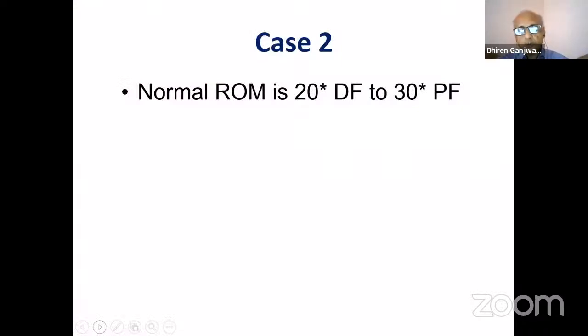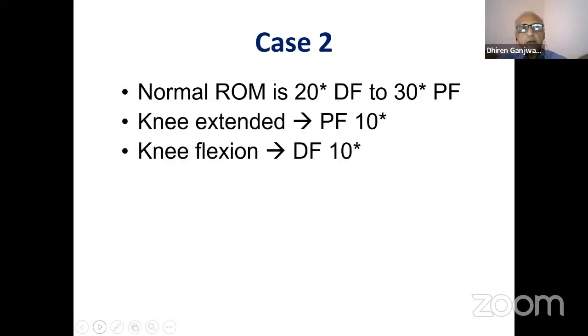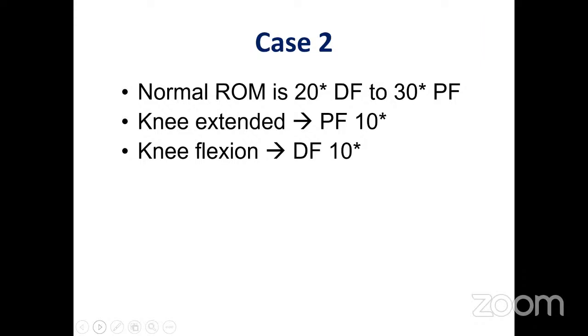Coming to case 2, the normal range of motion we consider as 30 degrees plantar flexion to 20 degrees dorsiflexion. That's a 50 degree arc that is considered as a normal reference. With the knee extended, the ankle is only able to dorsiflex up to 10 degrees of plantar flexion. With knee flexion, the dorsiflexion is possible to 10 degrees. So from 10 degrees of plantar flexion, we are able to gain 20 degrees more, and reach dorsiflexion of 10 degrees. So what is your inference? Both are short.